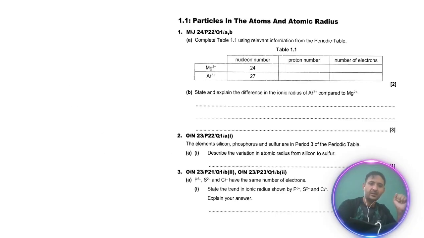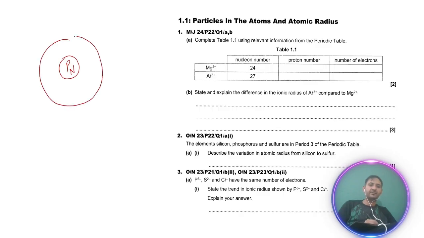Okay, so here we have particles in an atom or atomic radius. It is actually a topic from atomic structure. In an atom, there's a nucleus in the center, okay? And there are protons and neutrons in the nucleus of an atom, okay? And there are certain orbits, we know them.